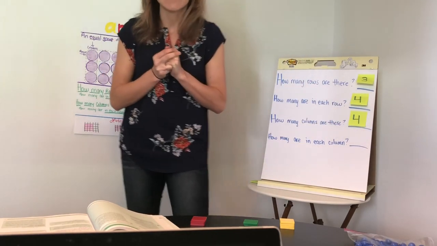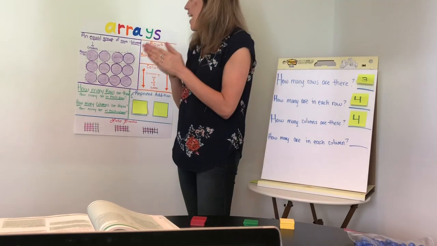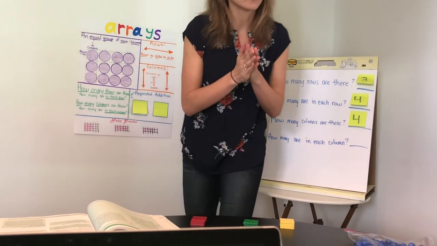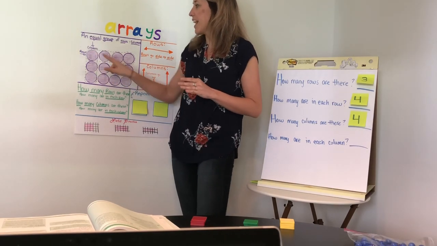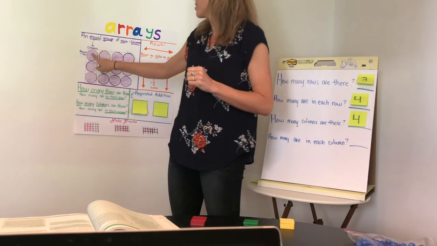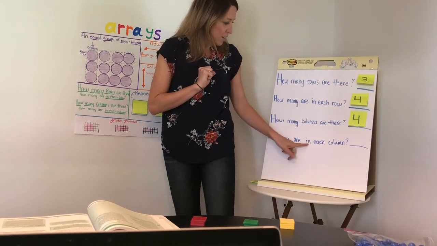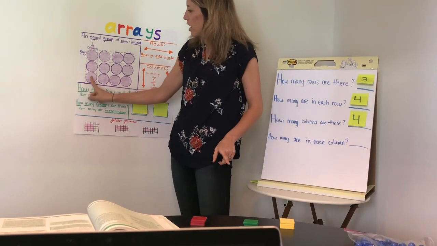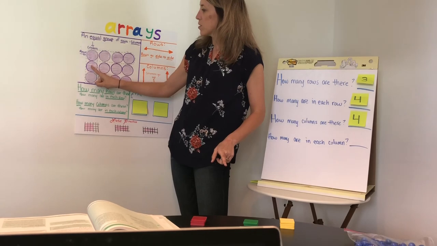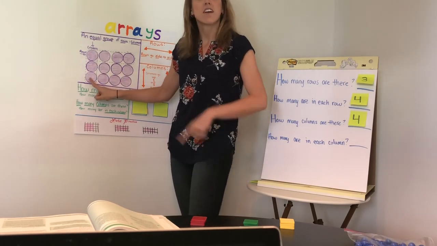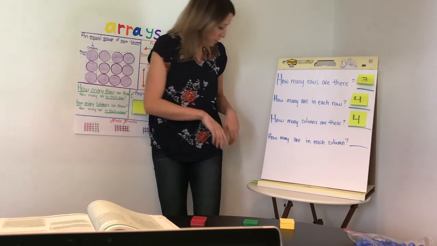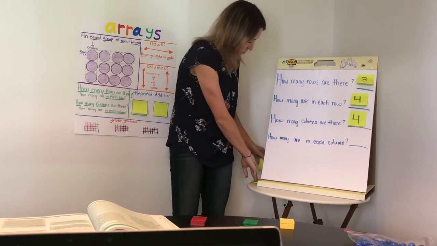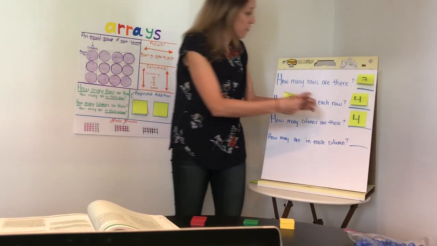All right, last thing we need to figure out, friends, is how many are in each column. Remember, our columns go up and down, and we already counted that we have four columns. So, how many are in each column? Here's our column. One, two, three. The column does go up and down. Yes, there are three in that column. Nicely done. There are three.